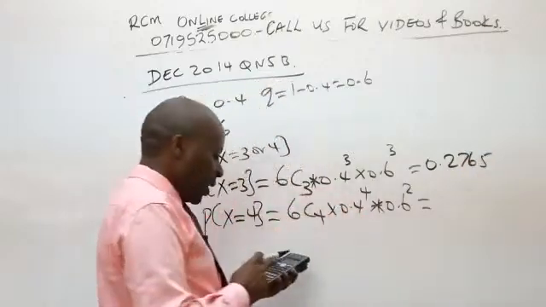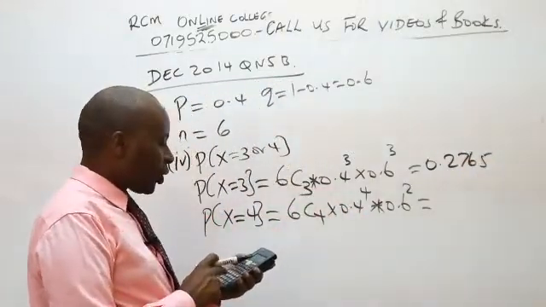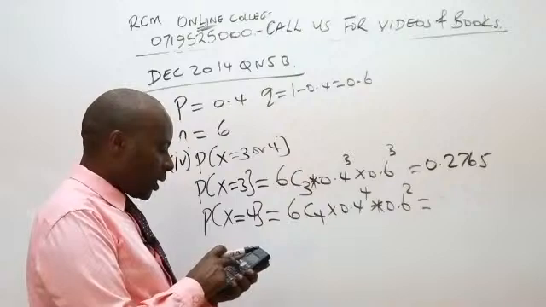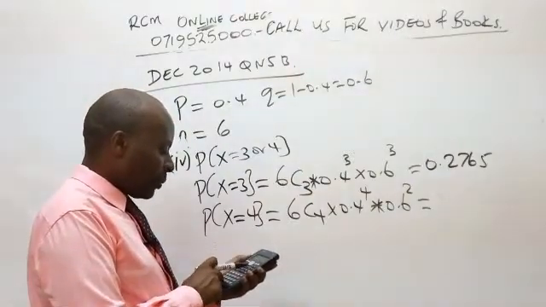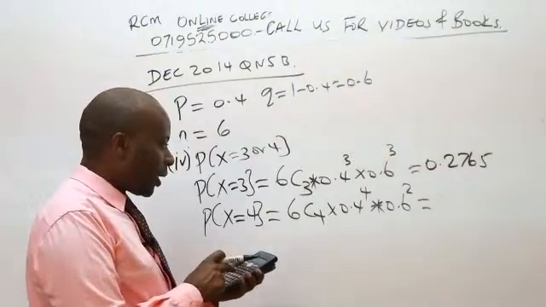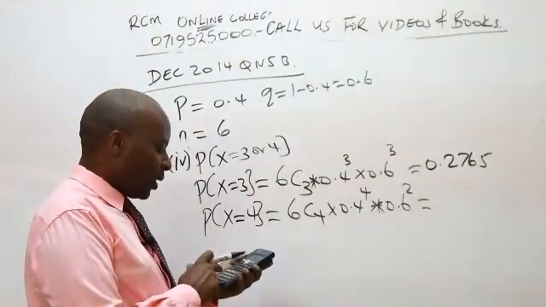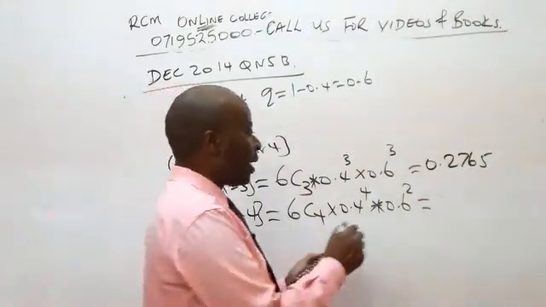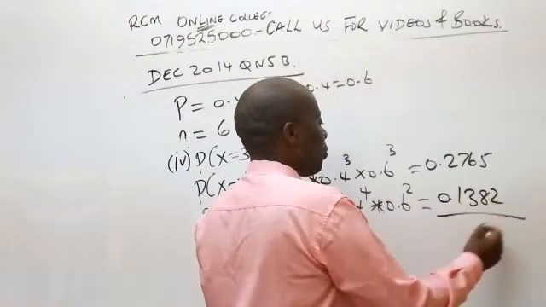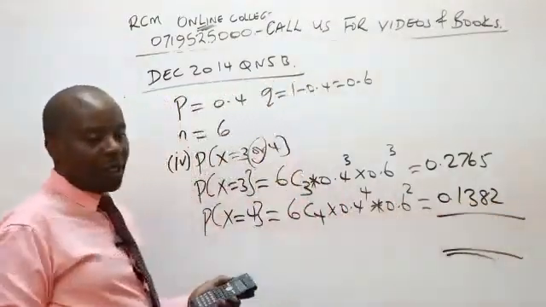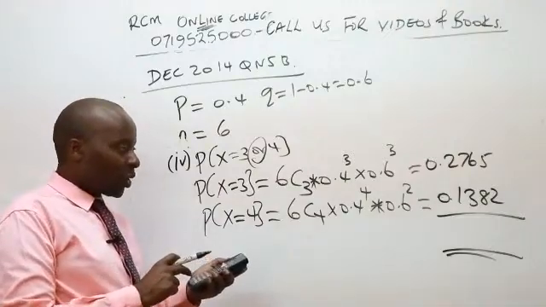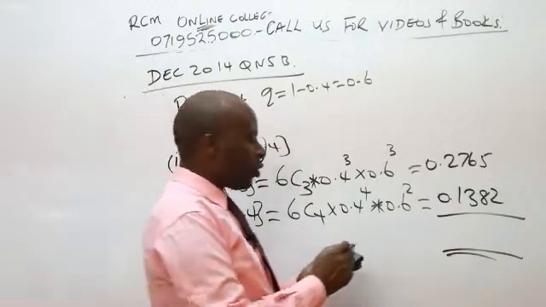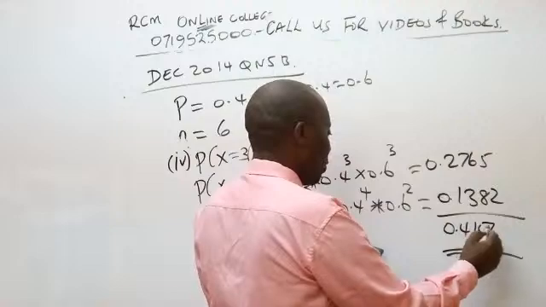So what you'll need to do right away is have your calculator and evaluate this. This will be 6 combinations 3 times 0.4 raised to power 3 times 0.6 raised to power 3, which gives me 0.2765. And then we have 6 combinations 4 times 0.4 raised to power 4 times 0.6 raised to power 2, which gives me 0.1382. So please add the two because of the word or. So we have 0.1382 plus 0.2765, which gives me 0.4147.